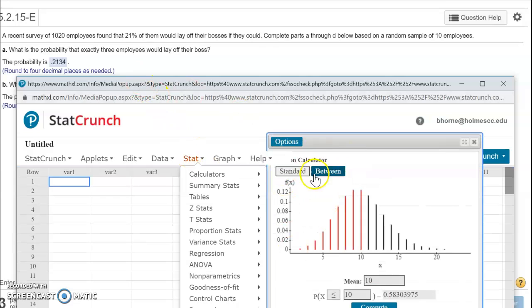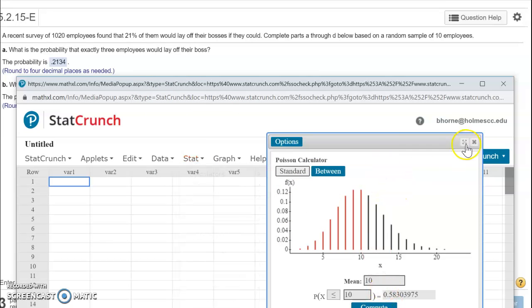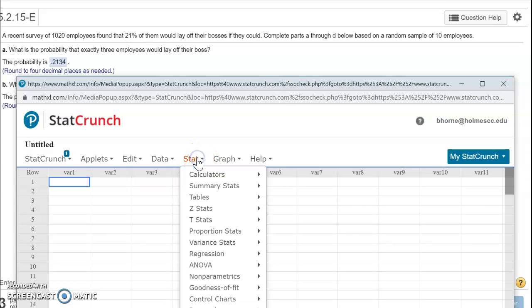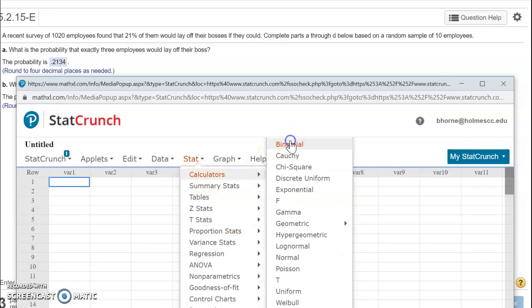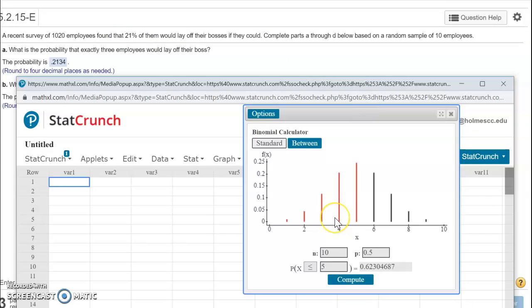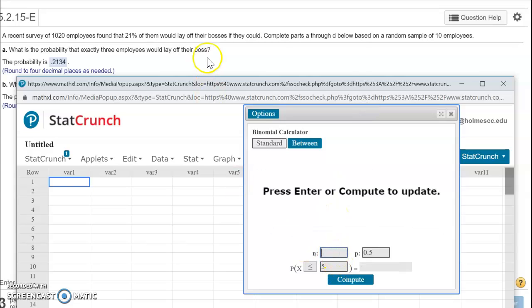And then we know, let's see, I apologize. I just worked a Poisson when we're doing binomial. So go to Calculators and go to Binomial, because it's either a 21% we would lay them off, so the opposite of that would be not lay them off. There's only two options there, and that's how we know it's binomial.